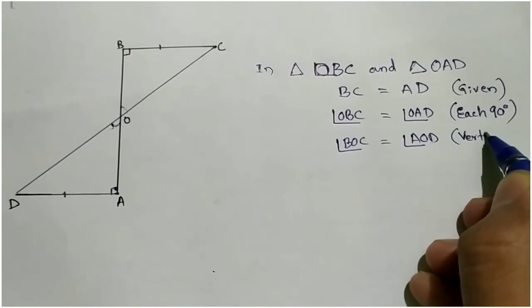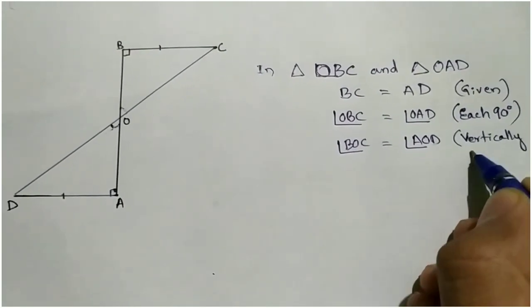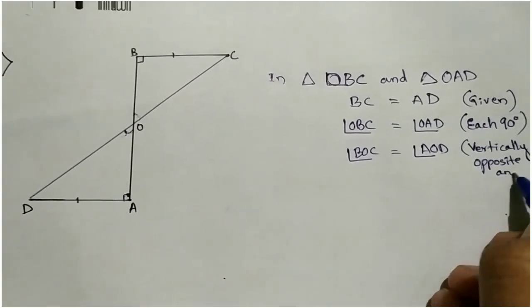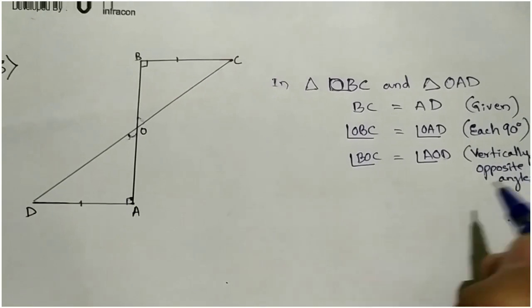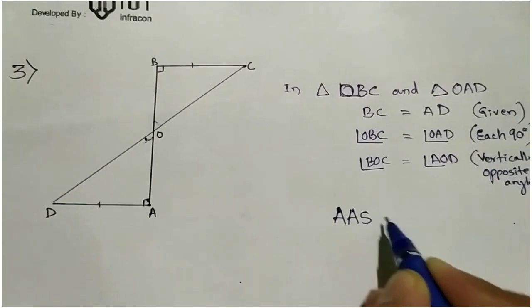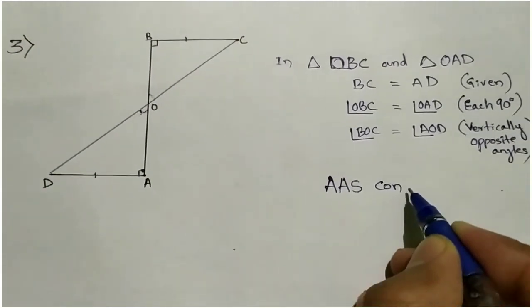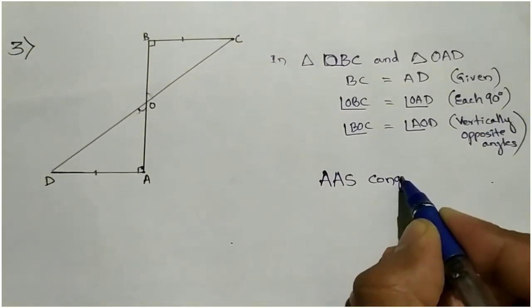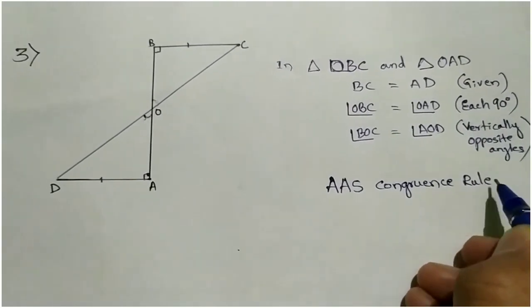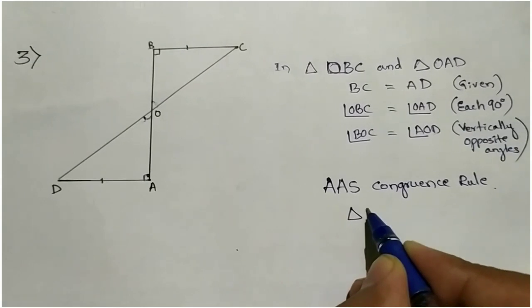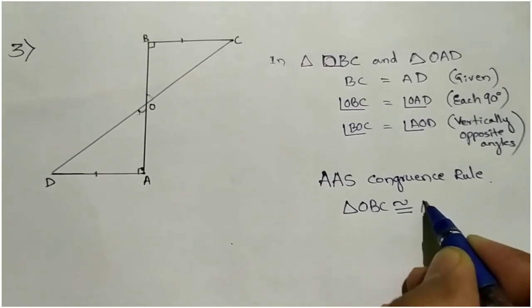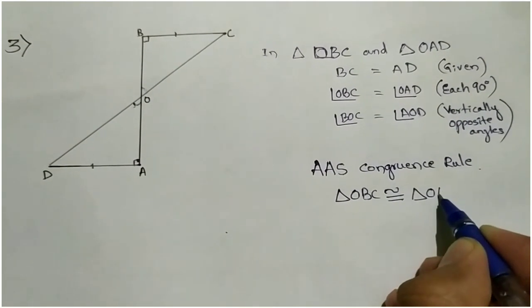Vertically opposite angles are equal. Opposite angles are always equal. Okay, so here we will get the angle side congruence rule. Triangle OBC is congruent to triangle OAD.